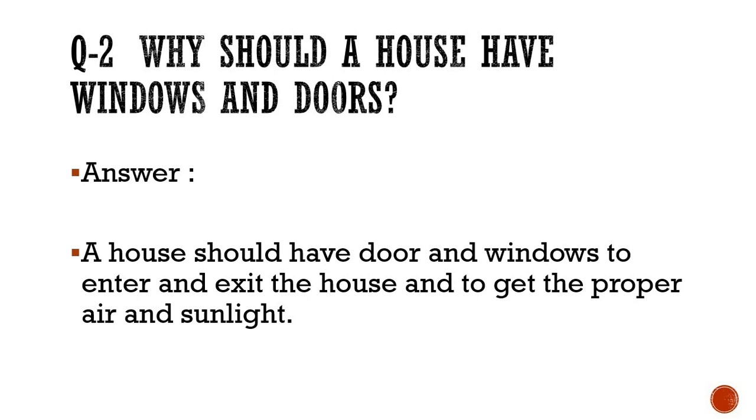Please repeat this one time after me. A house should have doors and windows to enter and exit the house and to get the proper air and sunlight. Clear enough? Okay. I hope that you have written this answer because I have given you ample time to write it down, sufficient time.